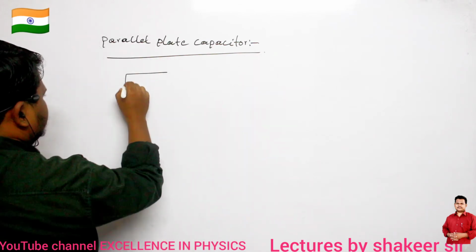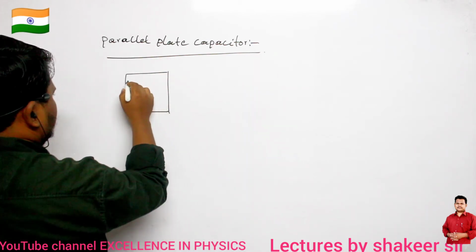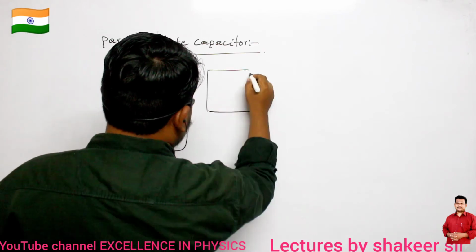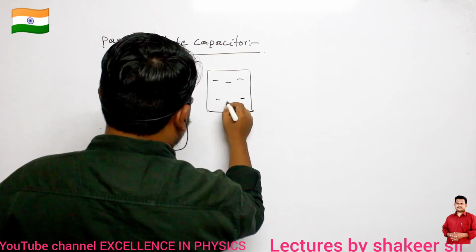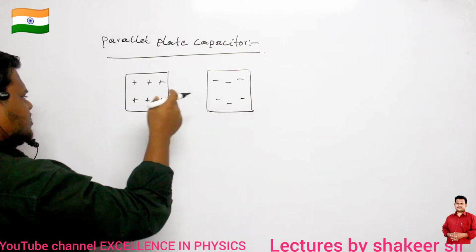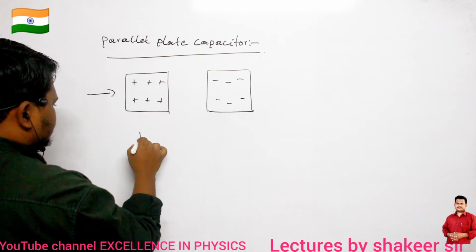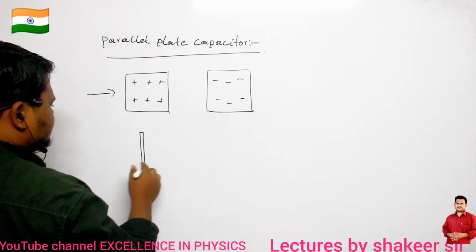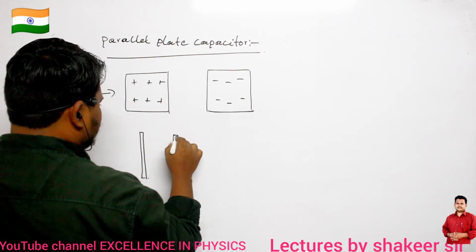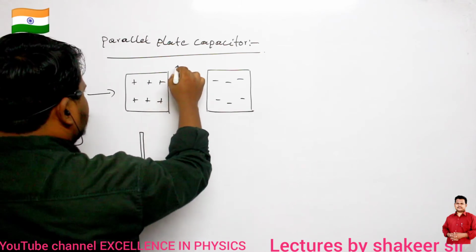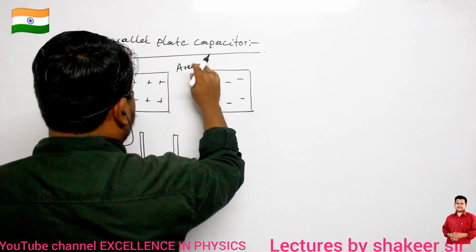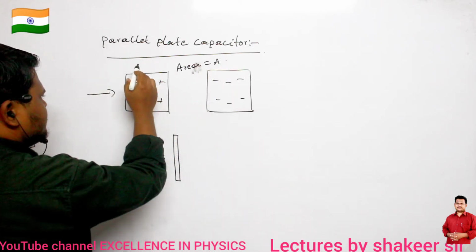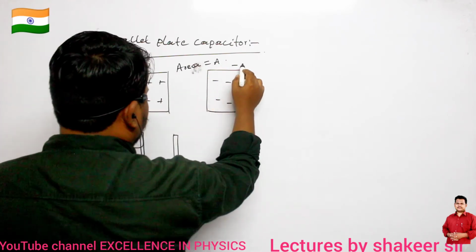So this is one plate, which is positively charged, and there is another plate which is negatively charged. If I look at these two plates from this direction, they will appear like straight rods. So these are two parallel plates whose area is A, and the charge present on each plate is Q. So this is plus Q and this is minus Q.